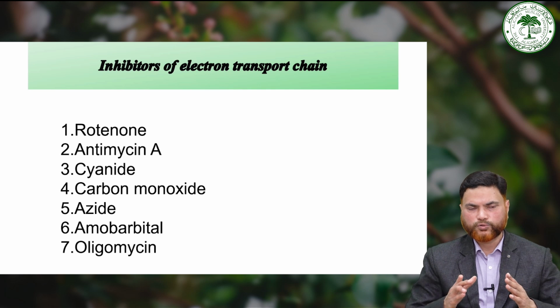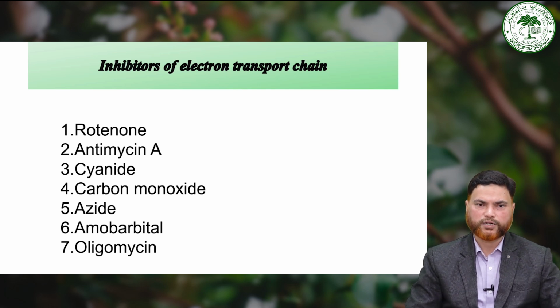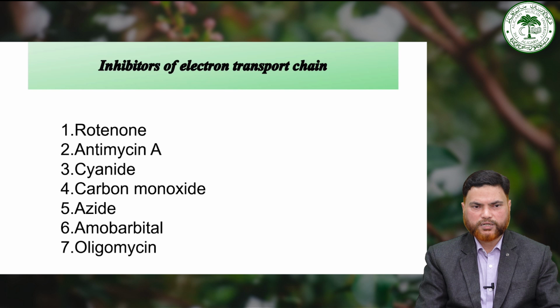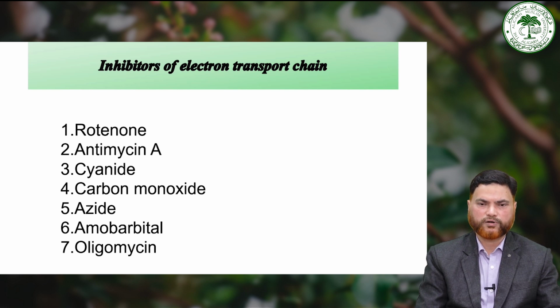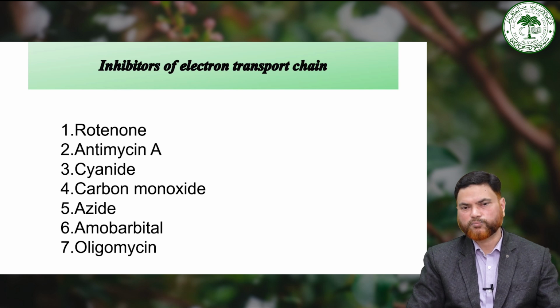So you should note here, and this is very crucial, which inhibitor is inhibiting which particular step. These inhibitors serve as valuable tools in biochemical research for studying the mechanism of electron transport and ATP synthesis. And some of these inhibitors have clinical significance, and are used for various purposes in the treatment of various metabolic diseases or poisoning cases.